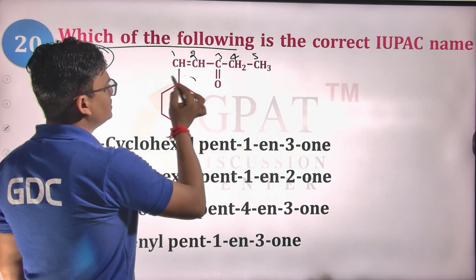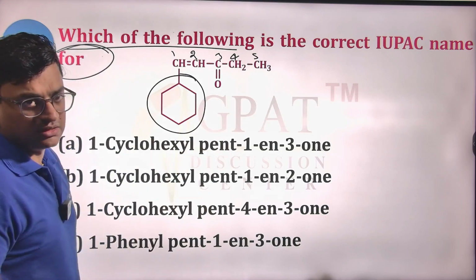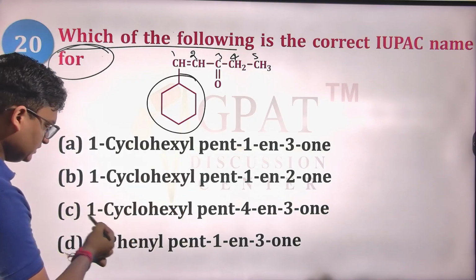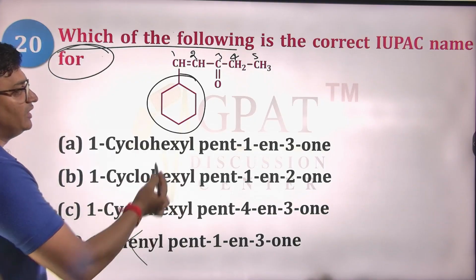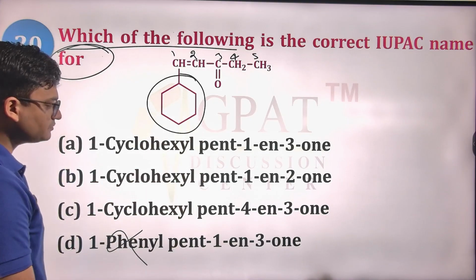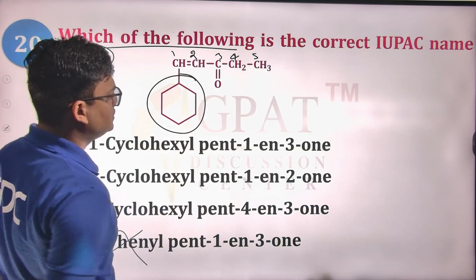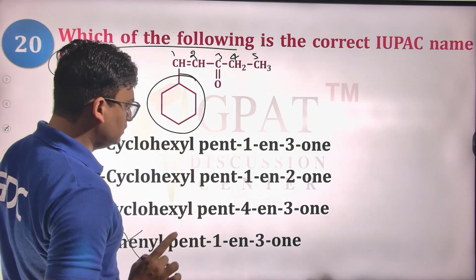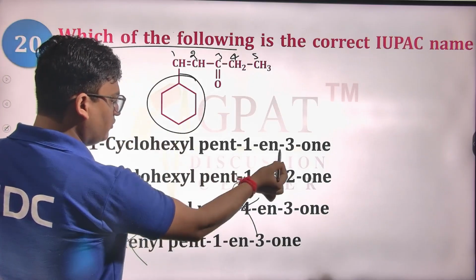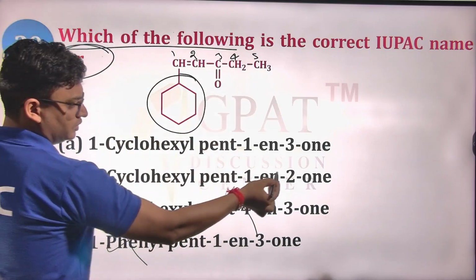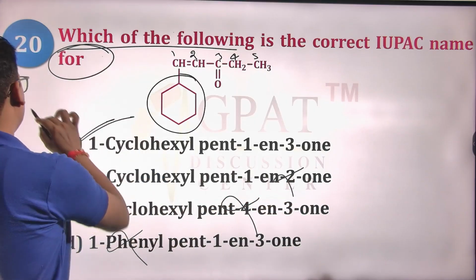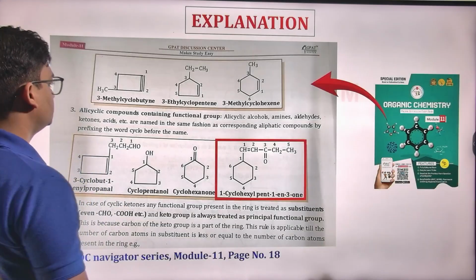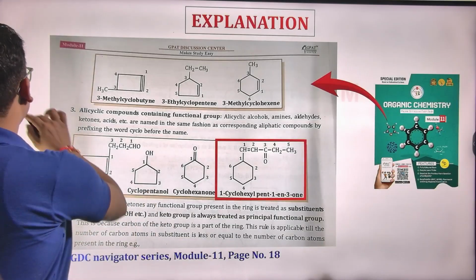So we are having a cyclohexyl group present at the first position. Okay, this is not phenyl. Phenyl must have a benzene ring structure. Then we are having a 5 carbon chain, so pent. And we are having pent 1-ene, so this is wrong. Pent 1-ene, and 3-one, not 2-one. The right answer is A. A is the correct option for this question.